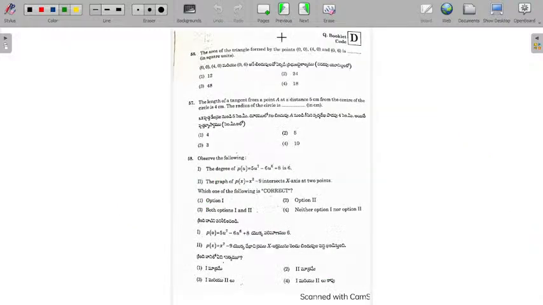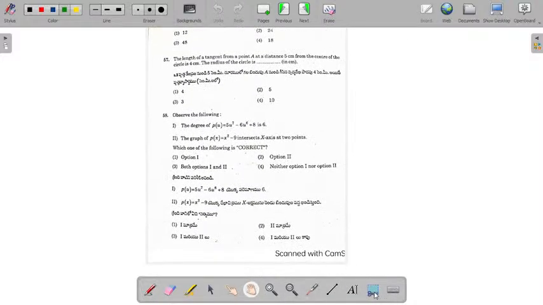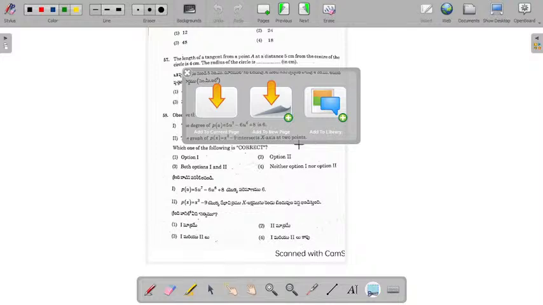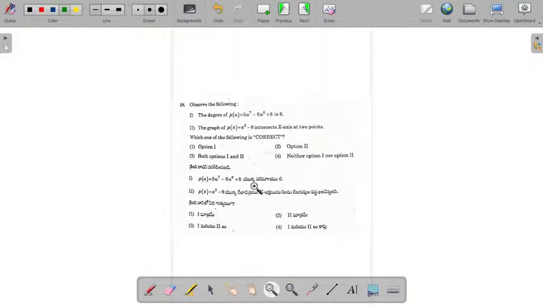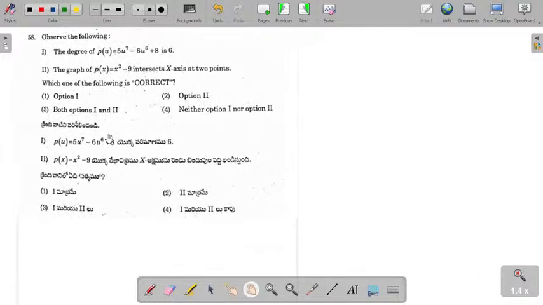Now let us move to 58th question. It's a very interesting question. Based on reasoning and proof. So first let me read the question carefully, then try to solve this question. Let us make a plan.